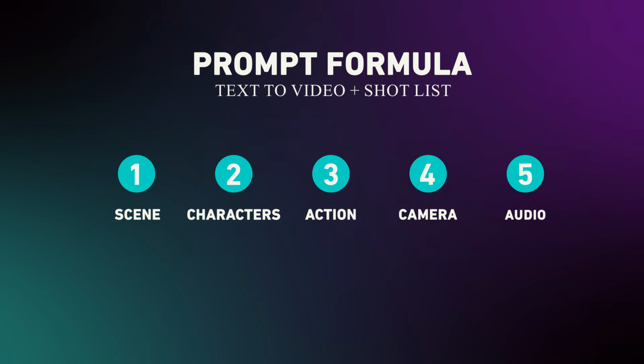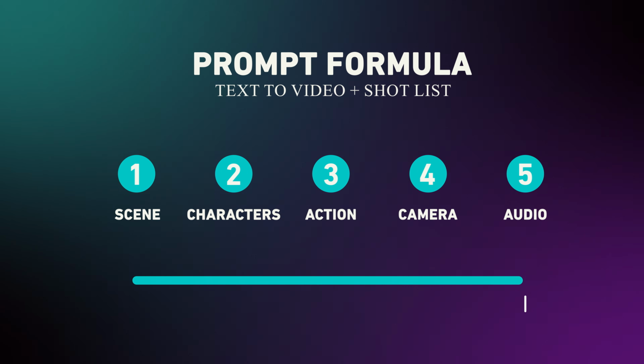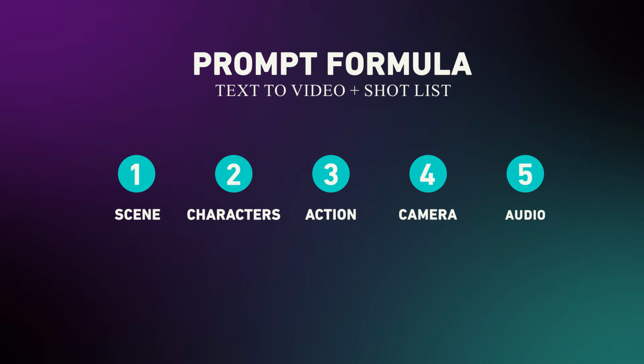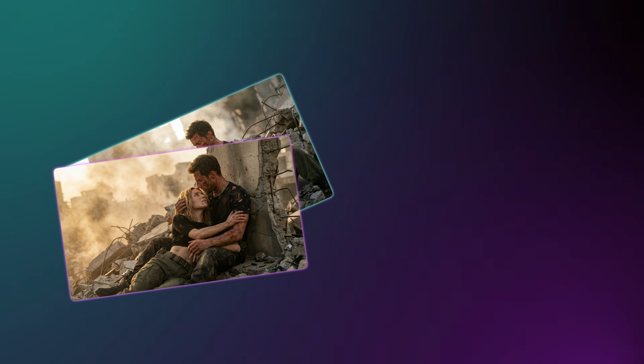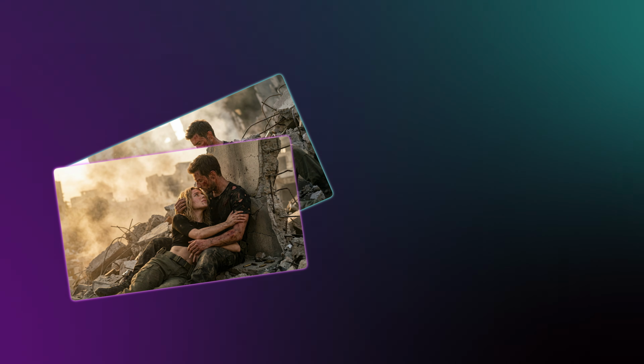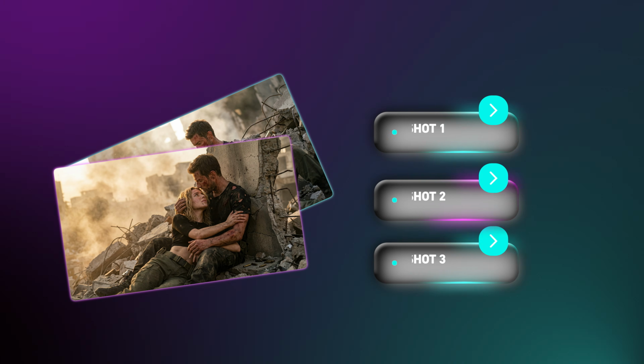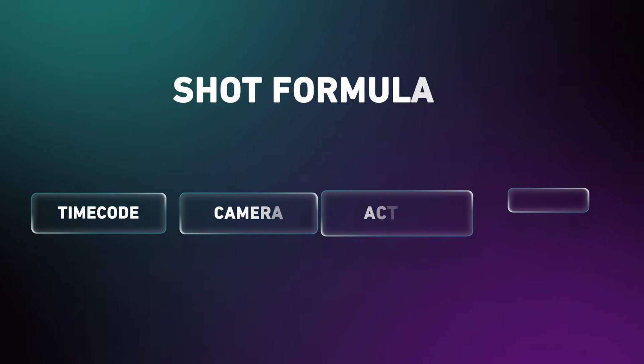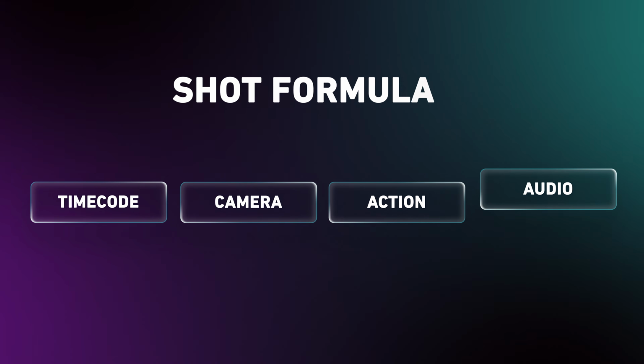Every perfect text-to-video prompt is built on a 5-layer foundation: scene, characters, action, camera, and audio. But when you use image to video, the formula is much simpler. Treat your input image as an anchor. The image acts as your setup, so your text prompt is just the shot list. To get this right, every shot must follow a strict 4-part structure.